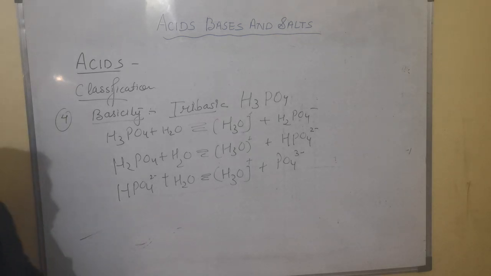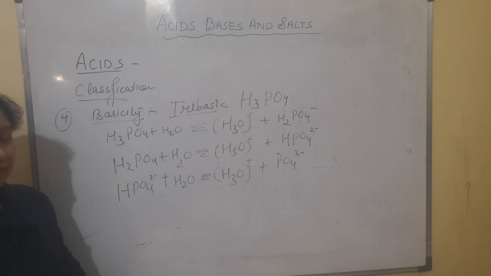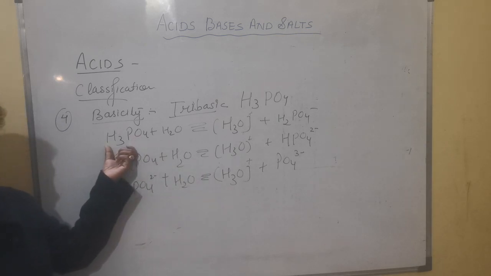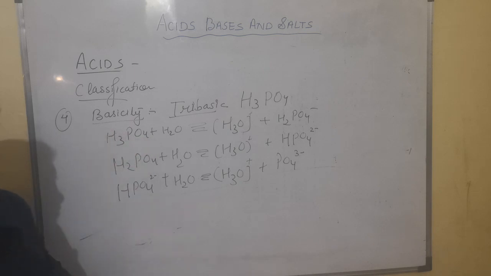So I hope this concept is clear. The number of hydronium ions that are getting formed over here is not at all dependent upon the number of hydrogen atoms. It is independent of the number of hydrogen atoms, and it depends upon the number of ionizable hydrogen atoms in the molecule. So I hope this classification is clear.